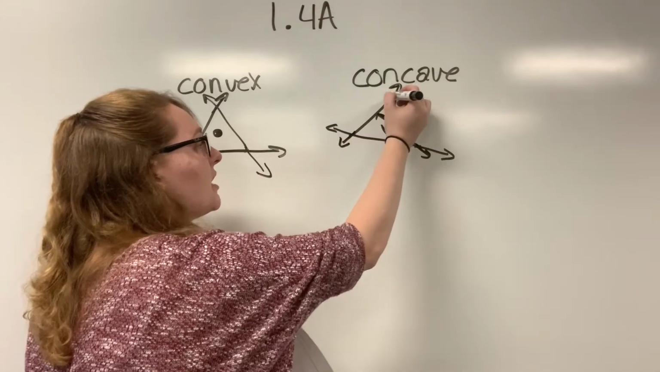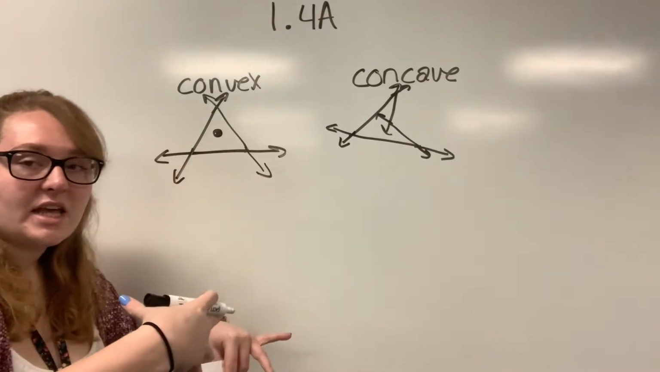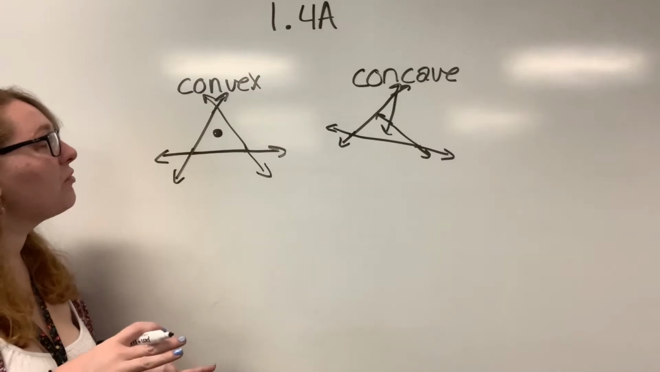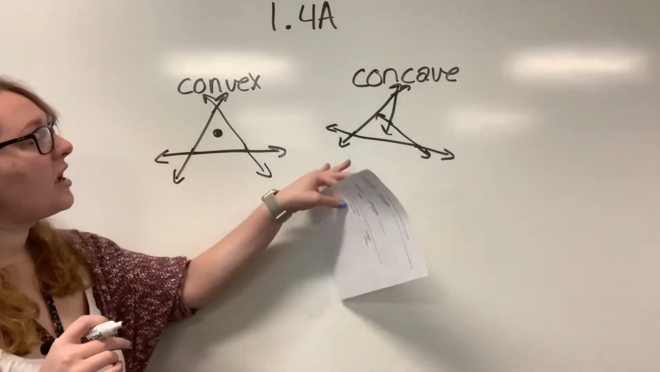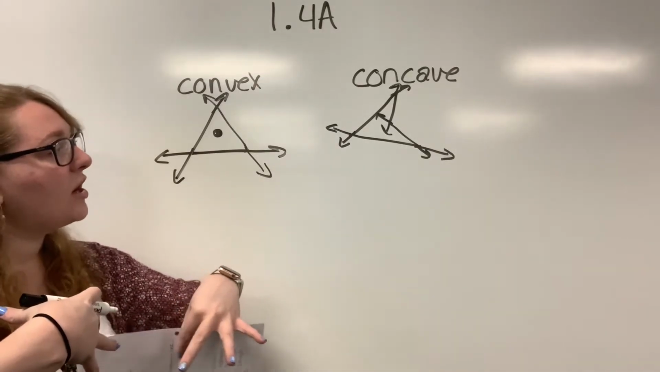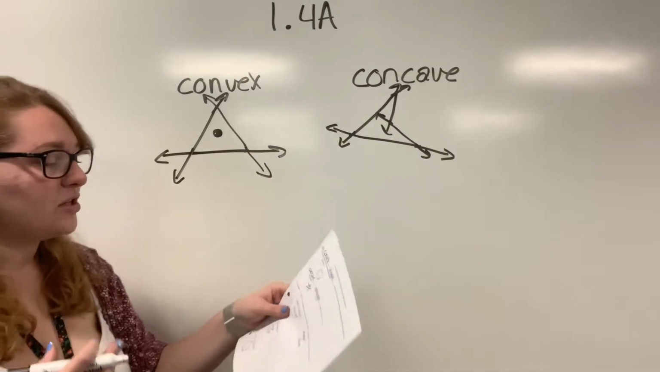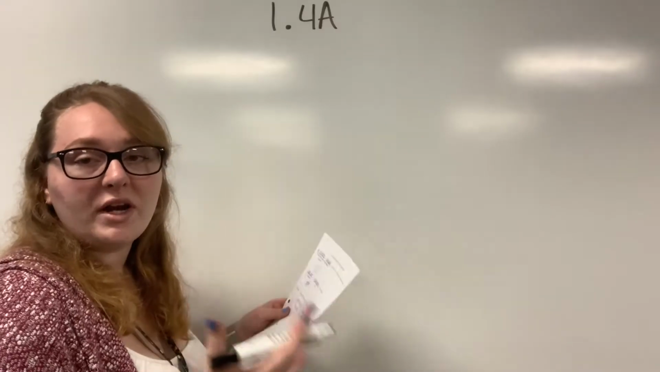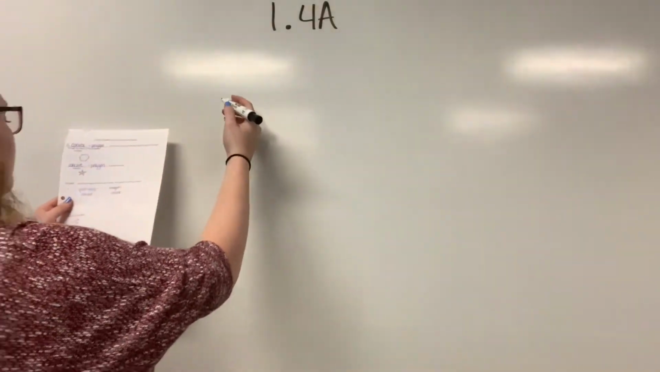So this is a concave. It caves in on itself. Convex, everything is straight and doesn't go through the center of the shape. Concave, it caves in on itself and goes through the center of the shape. So let's do an example to figure out what is concave and what is convex.